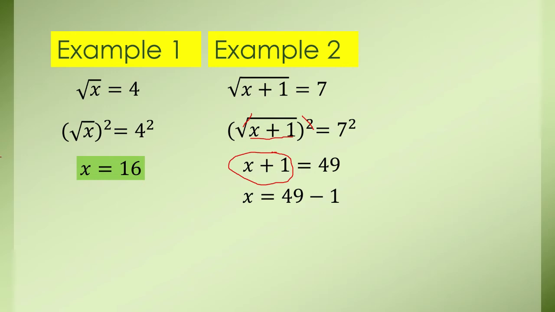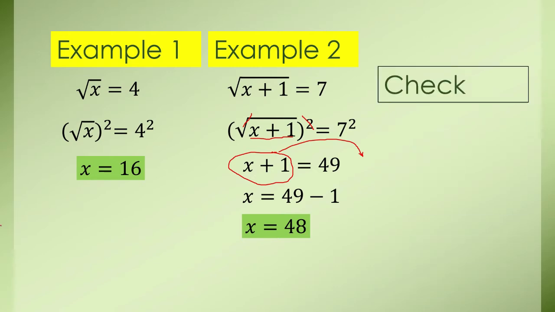Now, you move 1 to the other side. This one is adding, so when you move it to the other side, you use the inverse operation, subtracting. And the answer is 48. But now, in every problem with radical equations, you need to check the possible solutions.